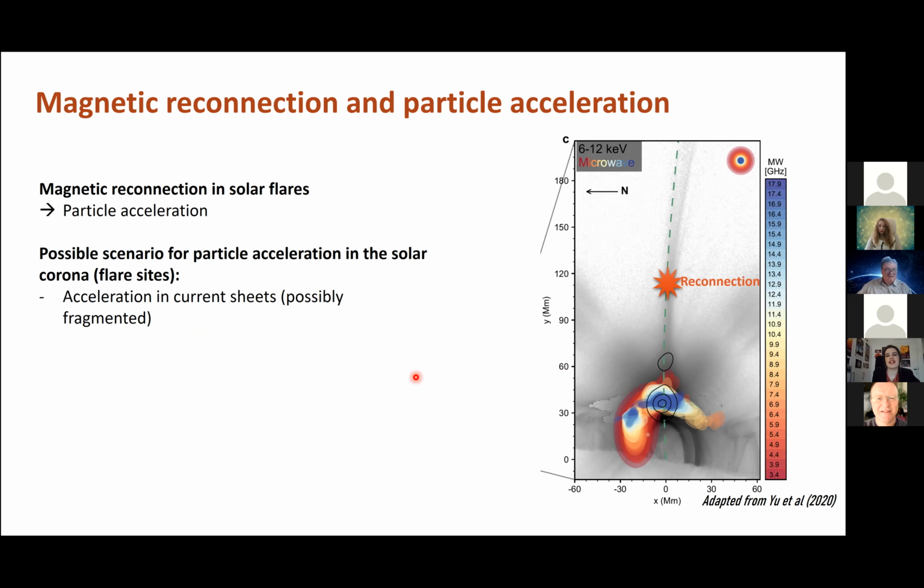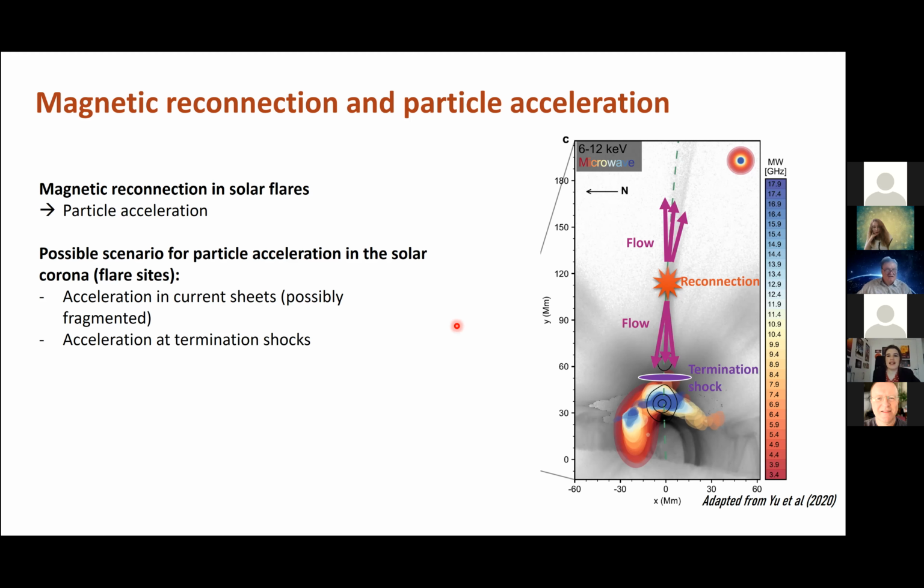So what can we learn from that? We can really look at what the magnetic reconnection process is doing for the particles. And there are many different scenarios that are possible in solar flares to accelerate particles. The common assumption is that reconnection happens somewhere in this plasma sheet or current sheet. And of course, if there is a current sheet, there are direct electric fields that can accelerate particles.